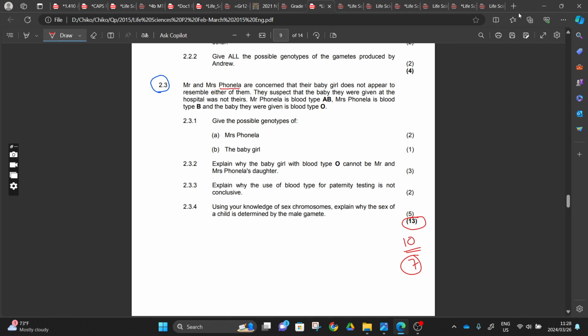Then 2.3, Mr. and Mrs. Fonela, this is the married couple, are concerned that their baby girl does not appear to resemble either of them. You see? It means the guy here is complaining. So now we know that we can do a blood test. Okay, let's move on. They suspect that the baby they were given at the hospital was not theirs. It's not like they are not trusting one another. My scenario, my hypothesis, my conclusion was wrong.